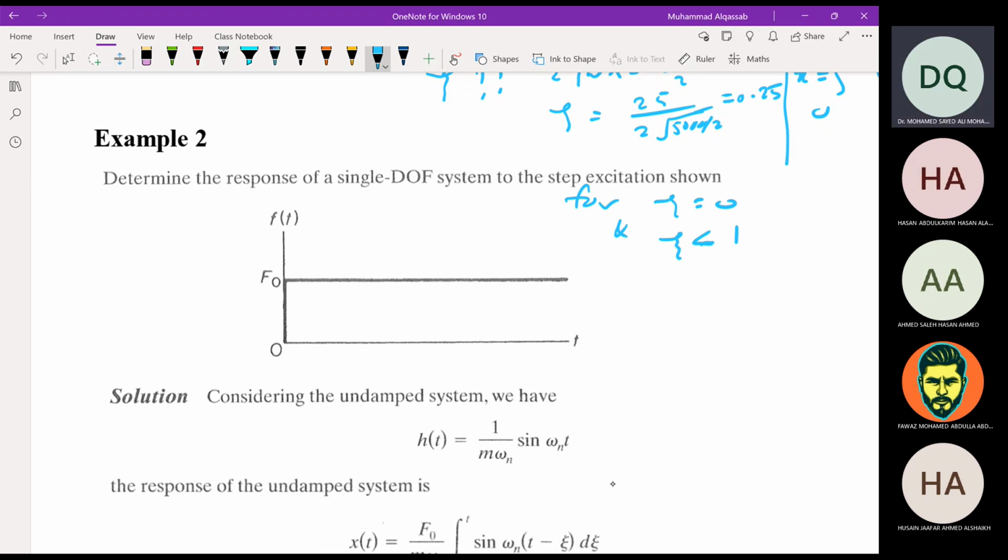Just to compare with the equation if it is in terms of x double dot. So the convolution integral for basic excitation will change to this equation for undamped, or you can use it for underdamped as well.